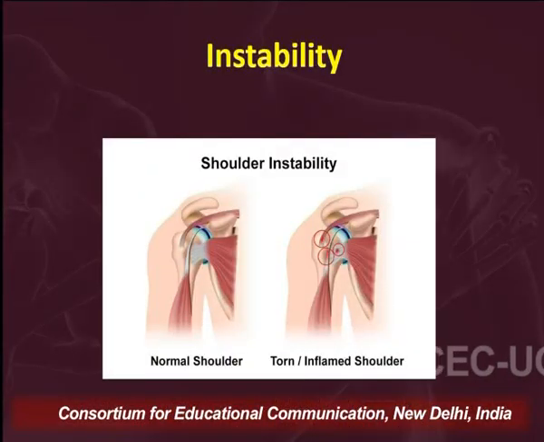The next one is instability. So we can see the normal shoulder joint and the inflammation of the shoulder. So shoulder instability happens when the round end of the upper arm bone is forced out of its shallow socket, either partially or completely. Once the tendons, ligaments and muscles of the shoulder become stretched or torn, the shoulder becomes loose and dislocations can occur repeatedly.